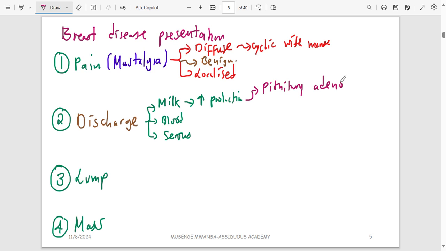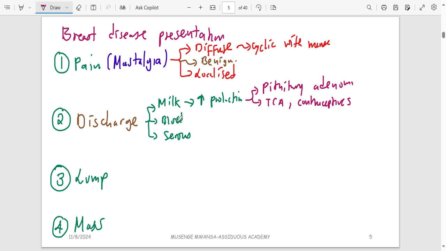Besides the pituitary adenoma, those who use contraceptives, and also maybe someone who is depressed and using tricyclic antidepressants, can also be affected. Contraceptives and these drugs can all cause excess milk production.